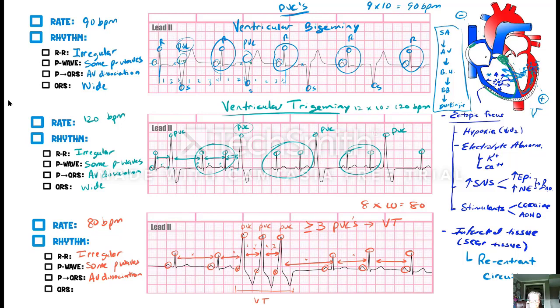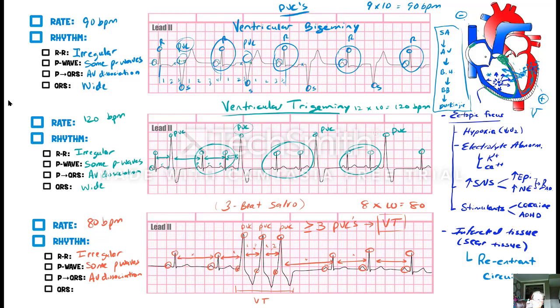But whenever you have 3 of these in a row, it is now considered to be pathological, and we call it VTAC. There's actually a special name for this one. They call it a 3-beat salvo. Sometimes they call it a PVC triplet. But again, this is considered to be pathological. So whenever you have 3 or more PVCs in a row, it's considered to be VTAC. And we'll talk a little bit more about that later.